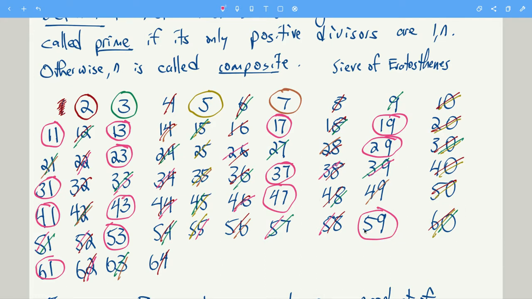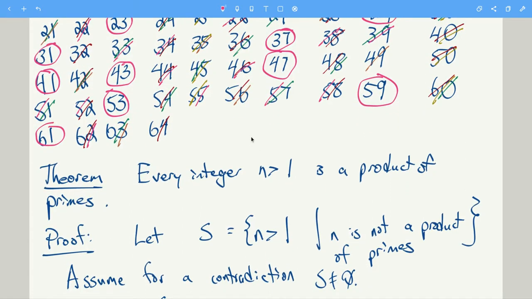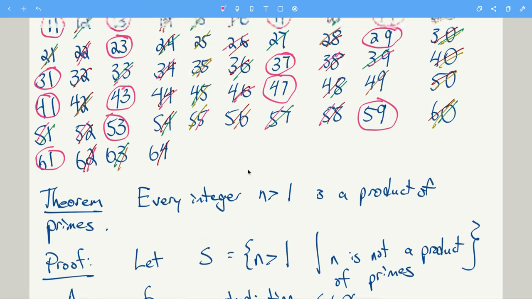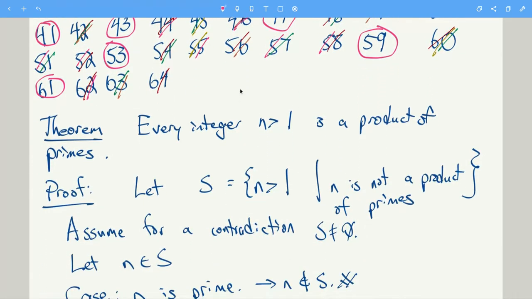You know, we have 59, a bunch of them. Okay. And of course you could make a table as big as you want. Probably a better thing would be to just use a computer or something. Okay. And one thing that is demonstrated by this table is this theorem.